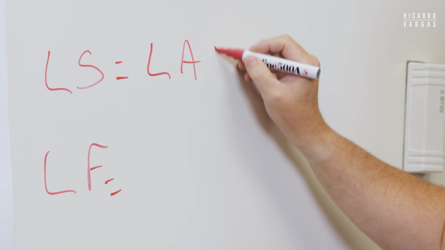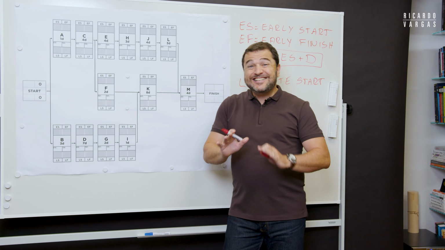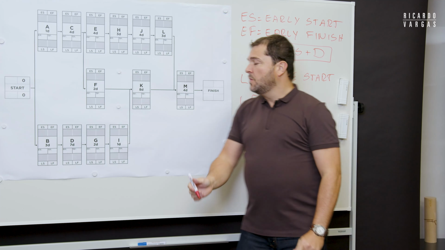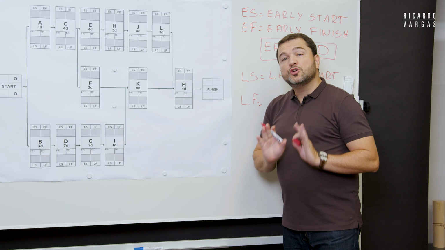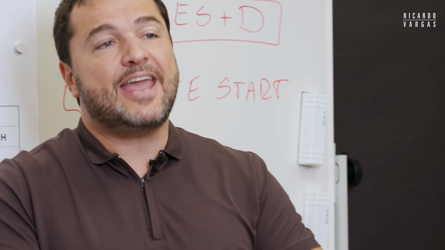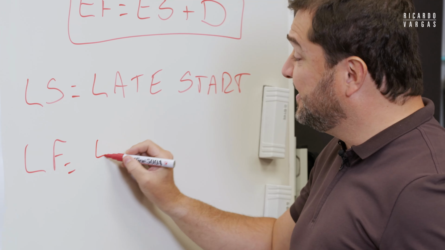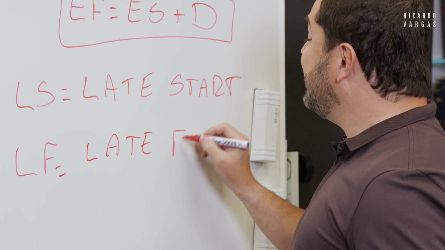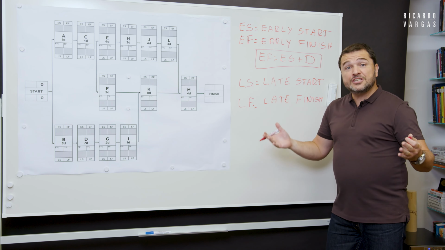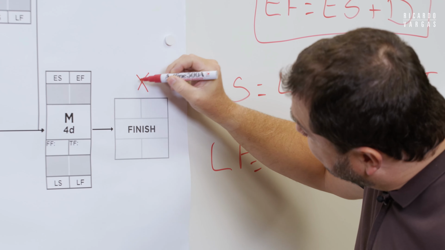LS means late start. What is a late start? It's the latest possible date that you can start that task without delaying your project. This is your late start. It means if you start after that date, you are in trouble. And the late finish, the same concept. The late finish is the latest day you can finish that task without damaging. This is our target, this star.